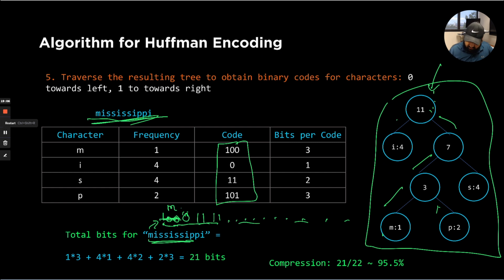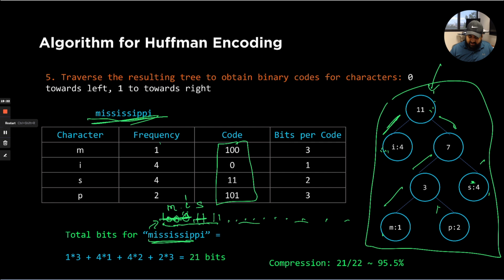Then you have 0. So 0 will take us to the leaf node, so you can replace this 0 with I. Then you have 1 1, which is going to take us to S. So this 1 1 is going to be replaced with S. So this is how you decode characters.